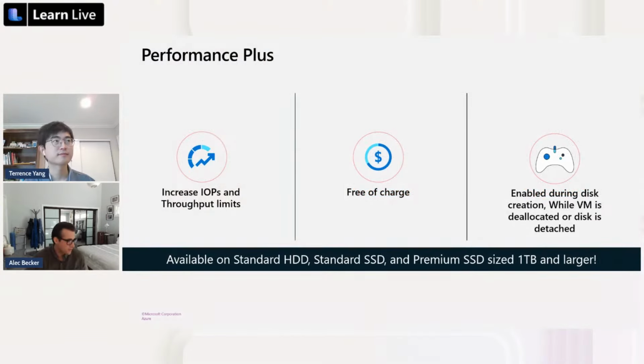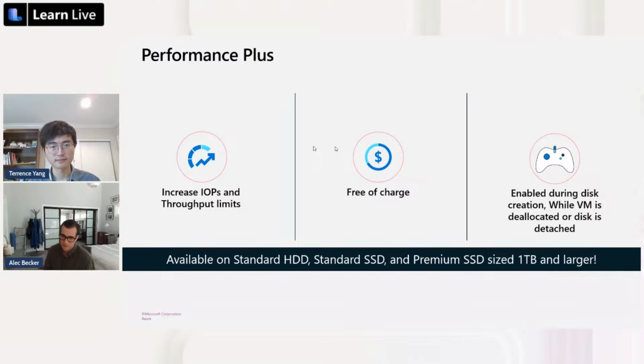Now let's move into Performance Plus. So this is a new feature. We actually just released it a month or so ago, or not even that, I think a couple weeks. But yeah, this Performance Plus feature basically increases your IOPS and throughput limits for your disks. And so it's available on standard HDD, SSD, and premium SSD.